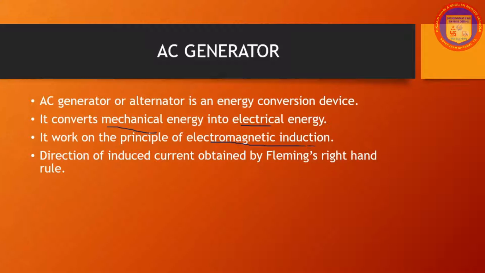The relative motion between a conductor and the magnetic field changes the magnetic flux linked with the conductor, which in turn induces an EMF. The magnitude of the induced EMF is given by Faraday's law of electromagnetic induction and its direction by Fleming's right-hand rule.